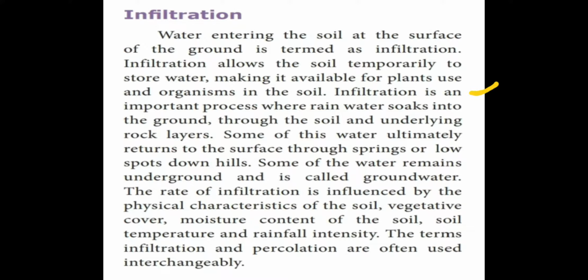Infiltration is an important process where rainwater soaks into the ground. The main process is the rainwater is getting soaked into the ground through the soil and underlying rock layers. So it goes underground. The soil is absorbing the water for the purpose of plants and trees to grow, and the underlying water will be absorbed by the rock layers also. Some of this water ultimately returns to the surface through springs or low spots down hills. Some of the water remains underground and is called groundwater.